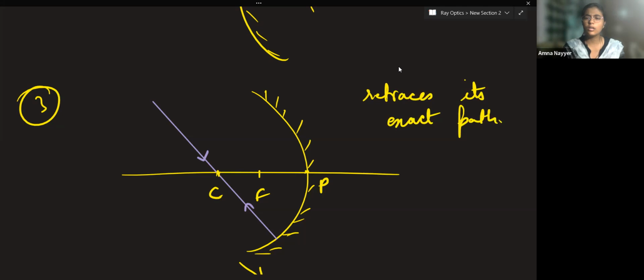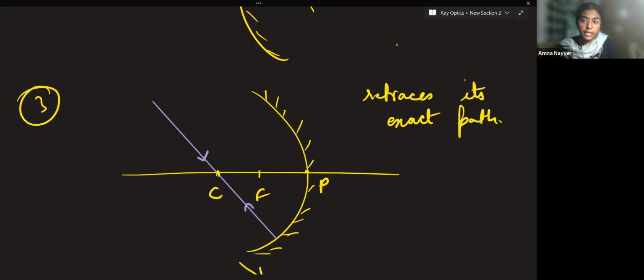So 4 easy laws, I hope you will be able to remember this. First, a parallel ray passes through the focus. Second, any ray passing through the focus will become parallel. Both the laws are same. Third says, any ray that passes through the center of curvature will retrace itself. Fourth follows the laws of reflection.